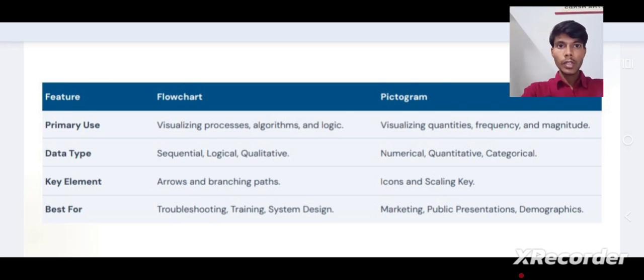Future: flowchart versus pictogram. Primary use for flowchart: visualizing processes, algorithms, and logic. Pictogram: visualizing quantities, frequency, and magnitude. Data type: flowchart is sequential, logic, qualitative. In pictogram, it is numerical, quantitative, categorical.